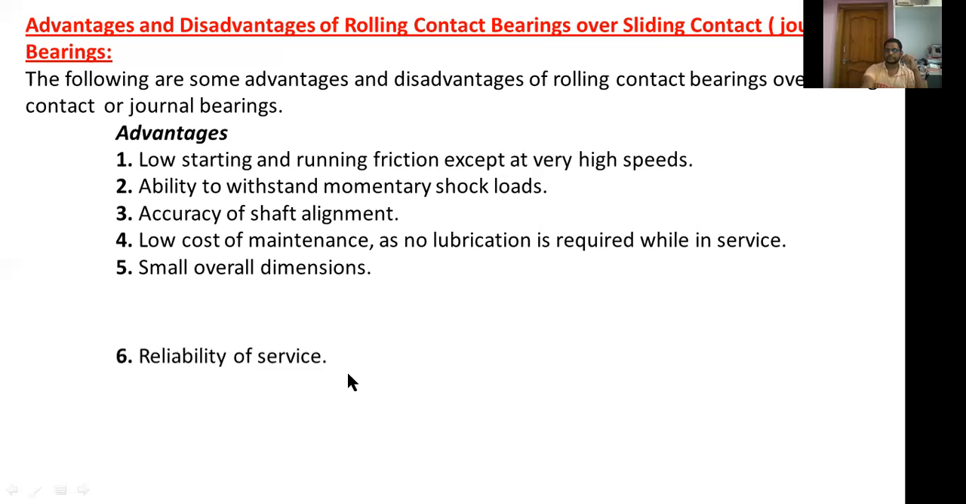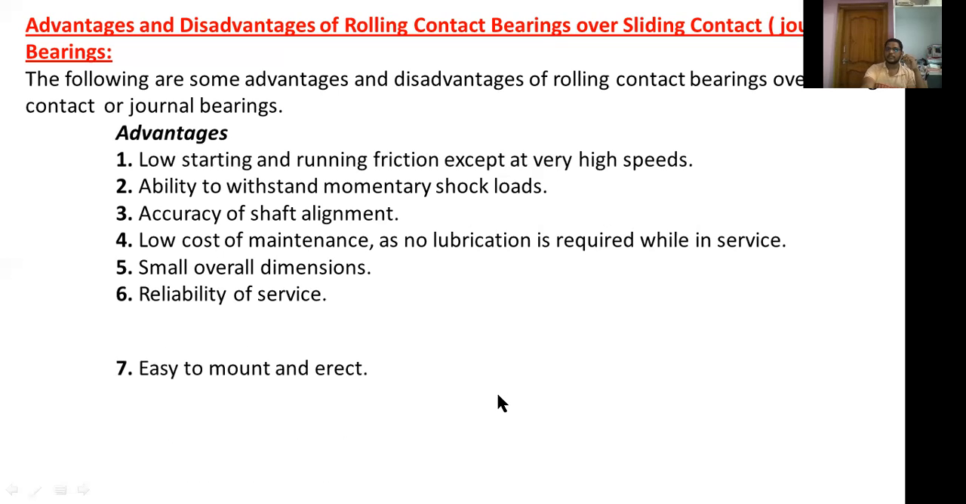And the service life of these ball bearings and roller bearings is also very high as compared to other bearings, and the reliability of service. And the seventh one is easy to mount and erect. The ball bearings and roller bearings are easy to assemble and disassemble. That means easy to mount and easy to erect.